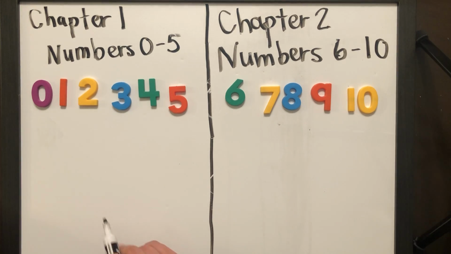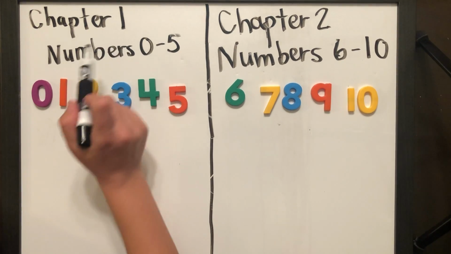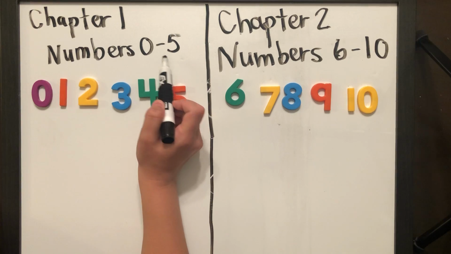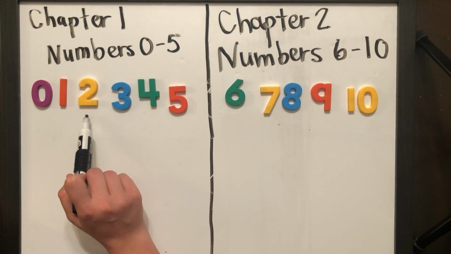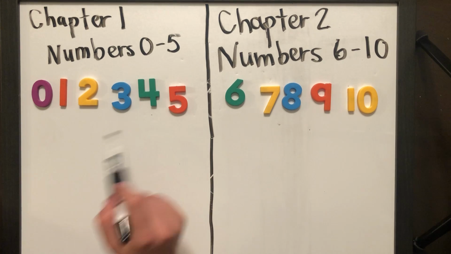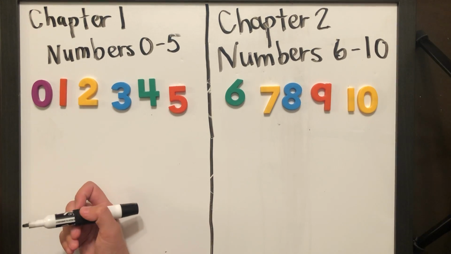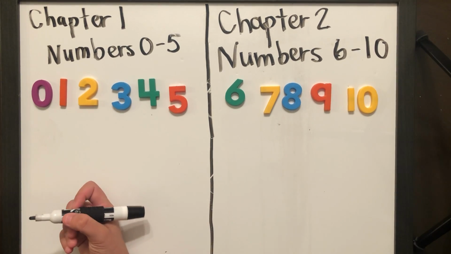Right, guys, we're going to start with chapter 1. In chapter 1, we did numbers 0 through 5. So I have all of our numbers right here: 0, 1, 2, 3, 4, and 5. The first thing that we did with our numbers was we counted items.